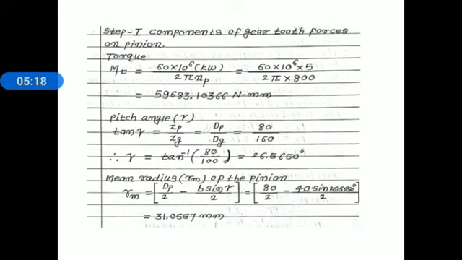Next, mean radius r suffix m of the pinion. We know the relation for mean radius r suffix m is equal to inside the bracket d suffix p divided by 2 minus b sine gamma by 2. Now substitute all the values in this relation. d suffix p, that is 80 by 2 minus b 40 sine gamma, that is 26.5650 degree divided by 2. Simplify this. After simplification, we get the value of mean radius r suffix m is equal to 31.0557 millimeter.